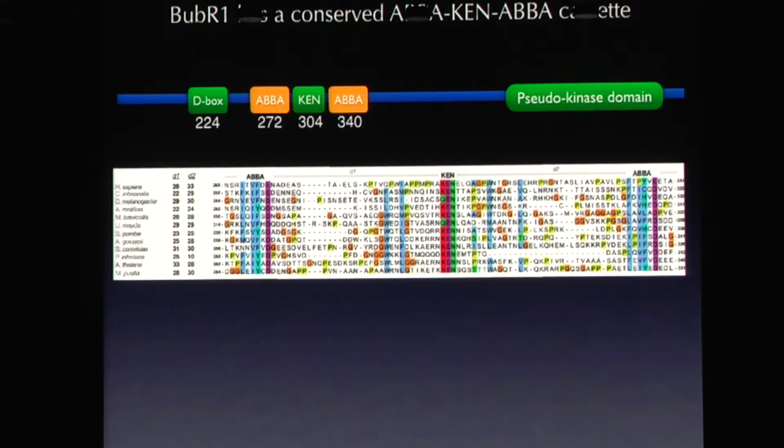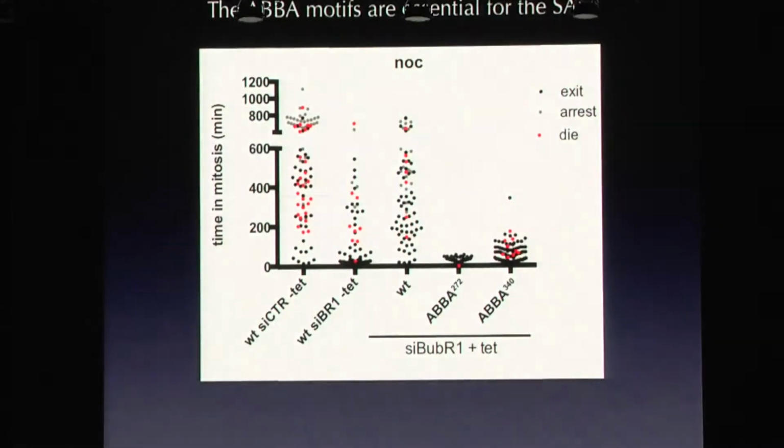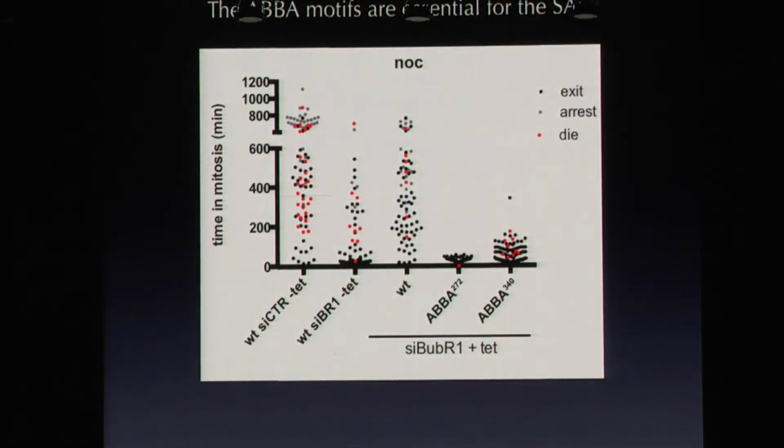So we wondered whether the Abba motifs might be how you are targeting the MCC to CDC20 bound to the APC, because Abba motifs bind to CDC20. And sure enough, when Barbara did this experiment of depleting wild-type BubR1 and then putting back a BubR1 in which we'd mutated either of these two Abba motifs, you see that you don't restore the checkpoint with this mutant, and you hardly restore the checkpoint with that mutant.